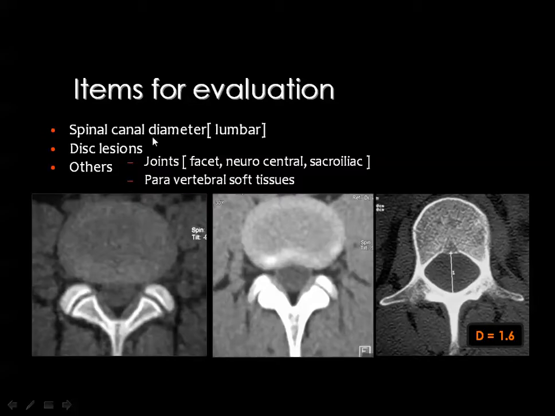Then what are the items for evaluation in the spine by CT? They are three. Number one, we should evaluate the spinal canal for canal stenosis. We should evaluate the discs for disc pathology, and we should evaluate the joints: the facet joints in the lumbar spine, neurocentral joints in the cervical spine, and the sacroiliac joints. Also, we look for the paravertebral soft tissue structures for any abnormality.